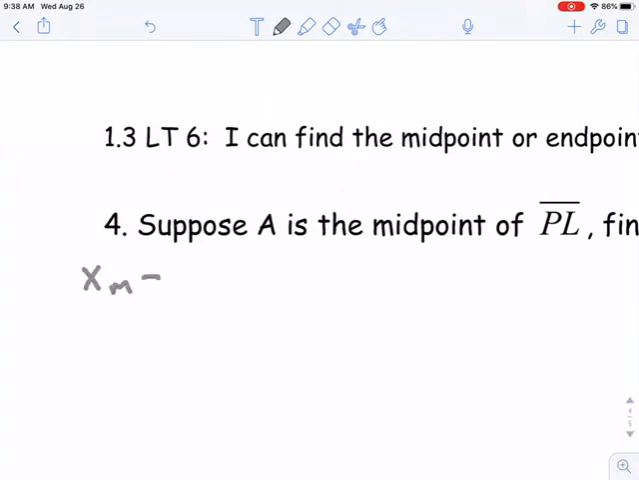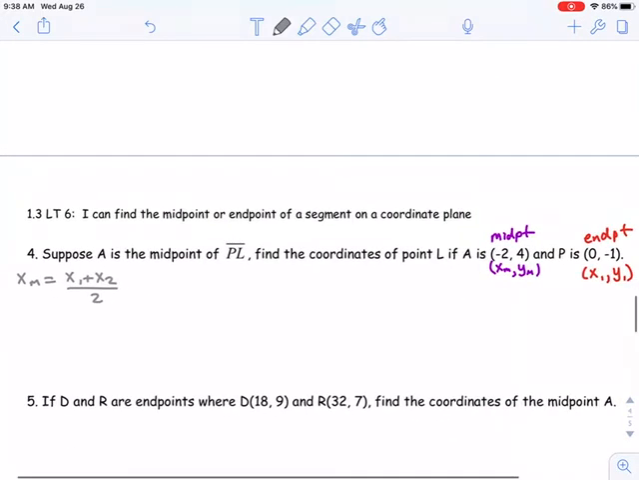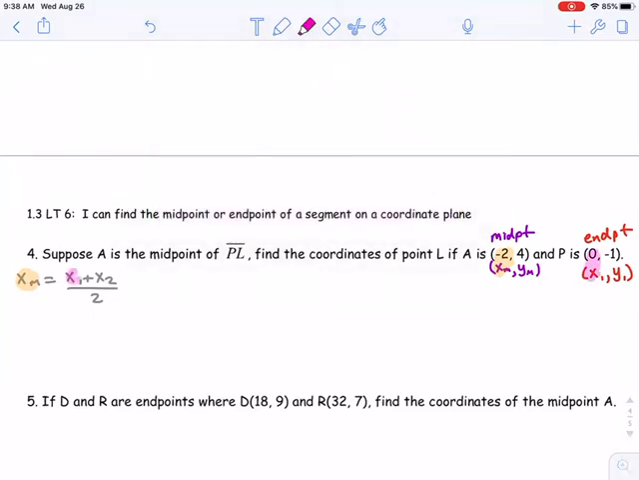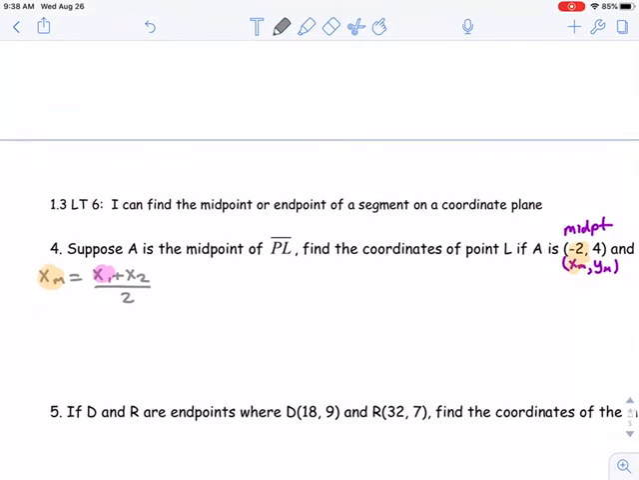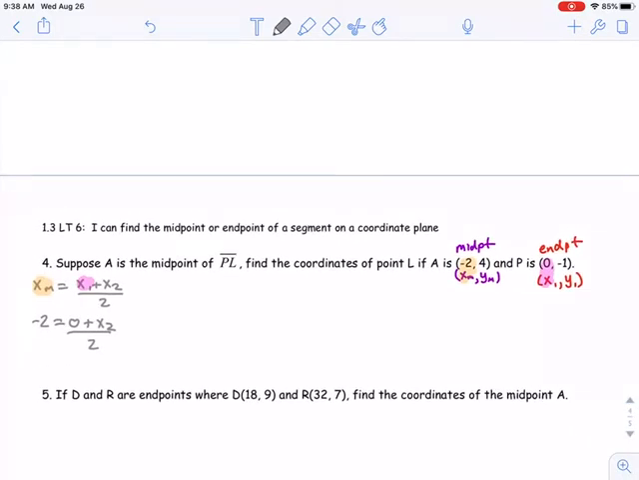We got X sub M. We're just going to focus on the X right now. All right, now I'm going to be very tedious. So it's saying X, the midpoint is -2. I have an endpoint, which falls at 0. I need to find the other endpoint, X sub 2. So I'm just going to plug in these things. So it's -2 equals 0 plus X sub 2 over 2. All right, so once I get this far, I'm in much better shape.